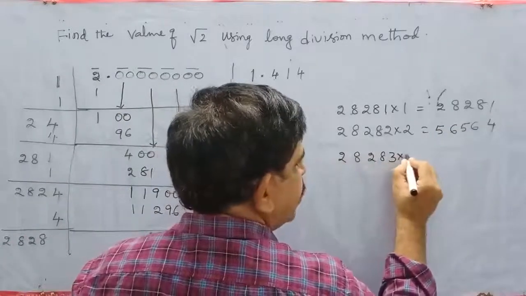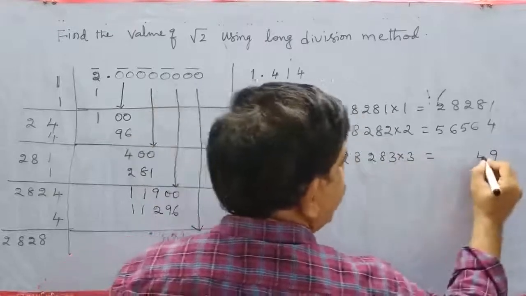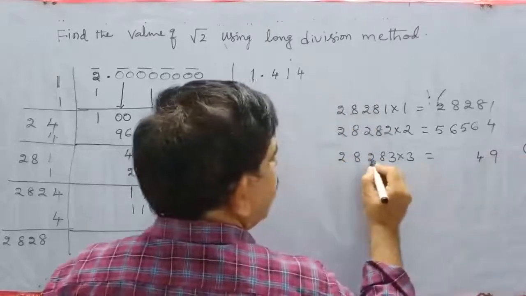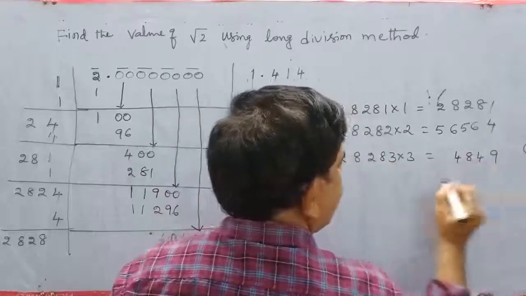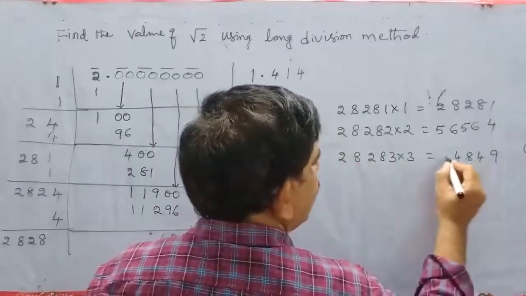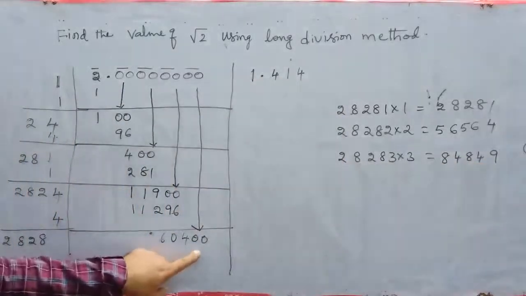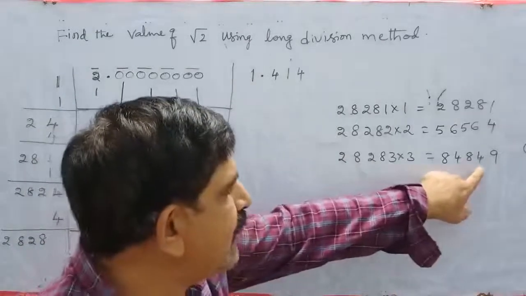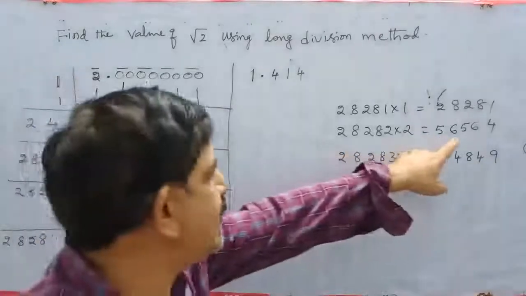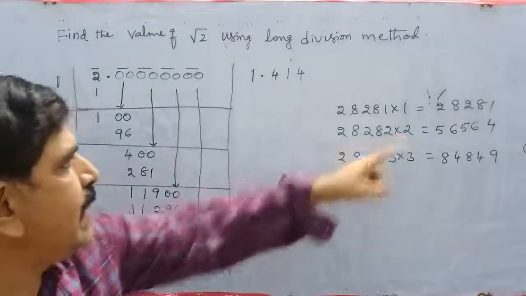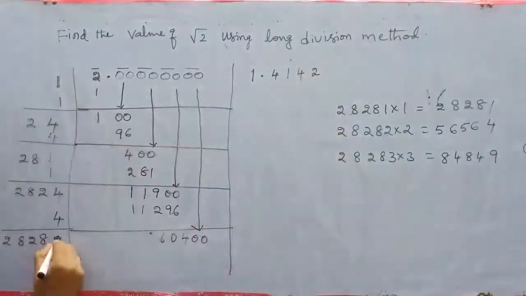2828 3 into 3, so that is 3 3s are 9, 3 8s are 24, 2 remainder, 3 2s are 6 plus 2 8. Okay, here 60,400 and here 84,849. So this is more than this one and this is lesser than this one. So how many times we have to take? 2 times. Okay, write 2 here.